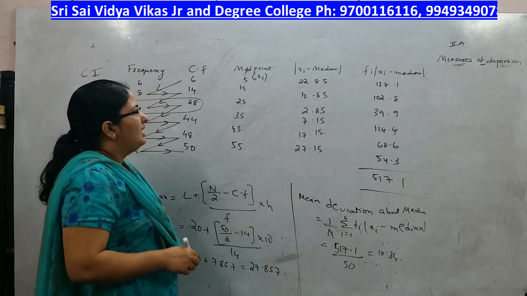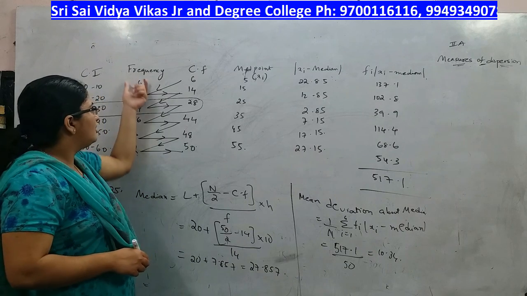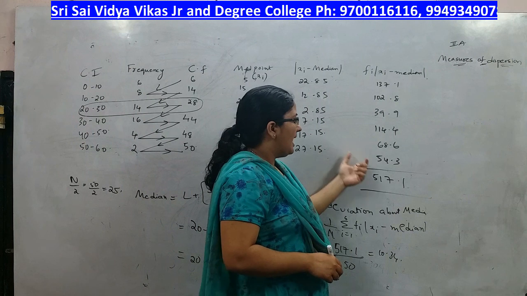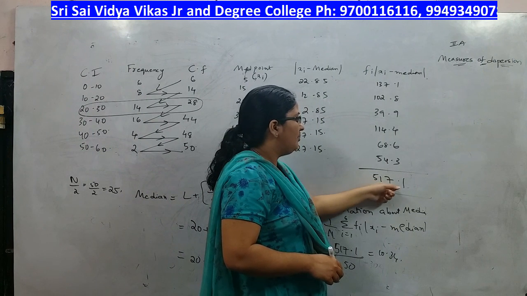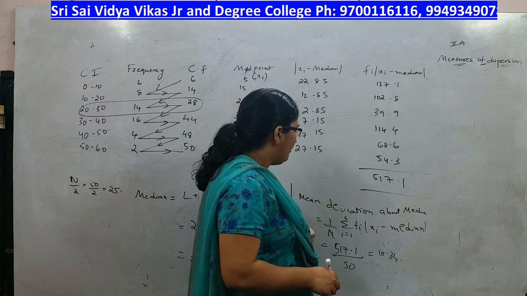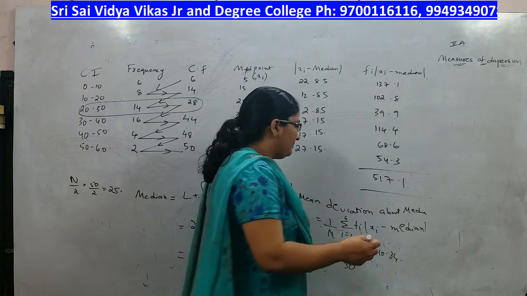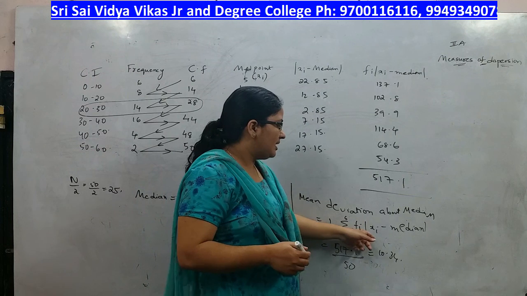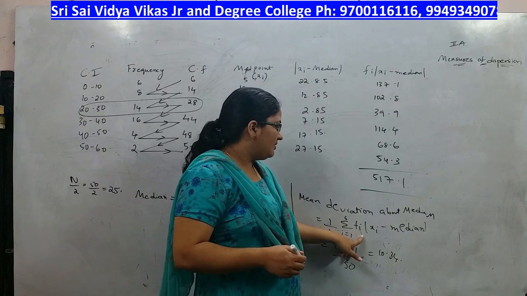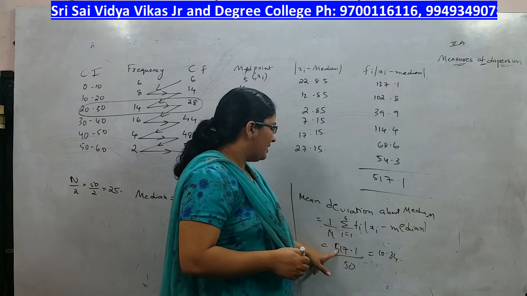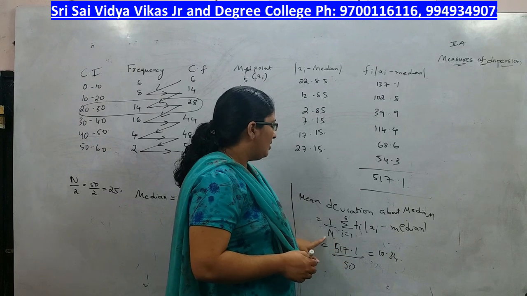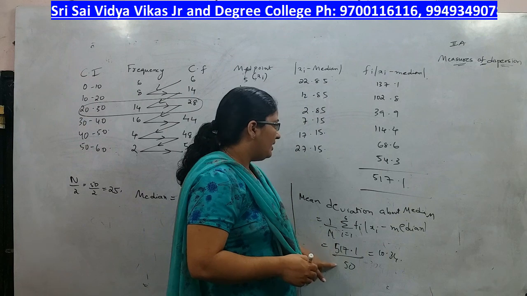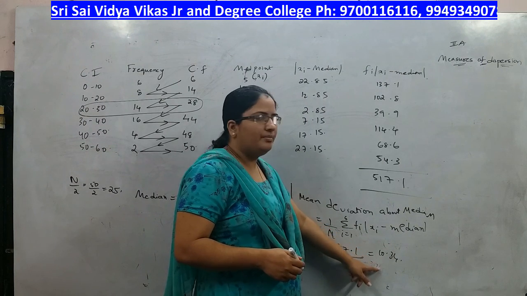Now we have to find fi into xi minus median. This column into this column will give you this column. Add all the values, you will get 517.1. The formula of mean deviation about median is 1 by n summation fi into xi minus median. We have this value as 517.1 by total frequency. Total frequency is 50. So when you divide, you get 10.34.